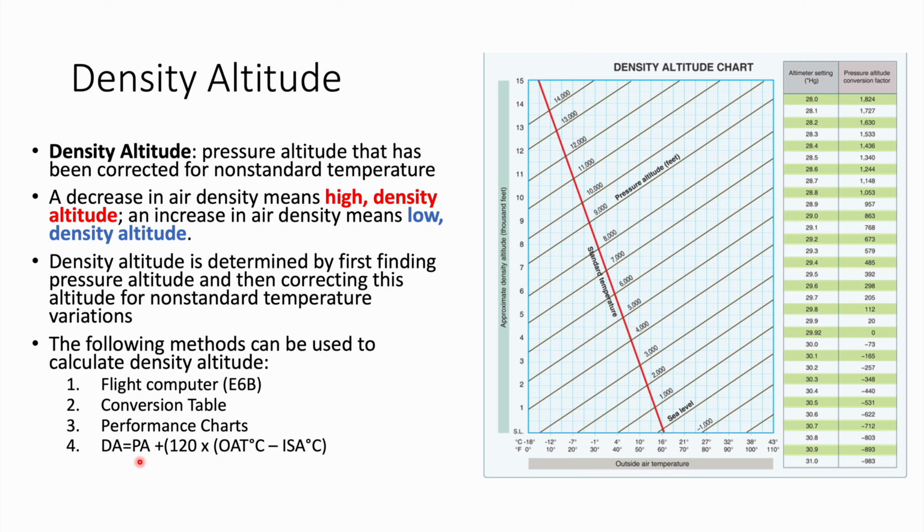All right, so 6,000 feet pressure altitude plus 120 times 28 degrees Celsius minus, and that leads us up to what should the temperature be at 6,000 feet given standard lapse rate. So it's 15 degrees Celsius at sea level, and it should decrease 2 degrees Celsius for every 1,000 feet.